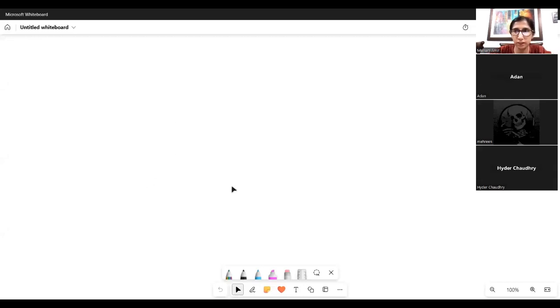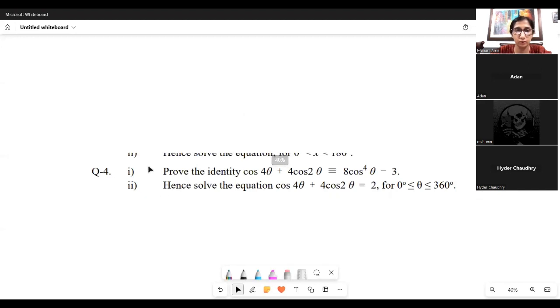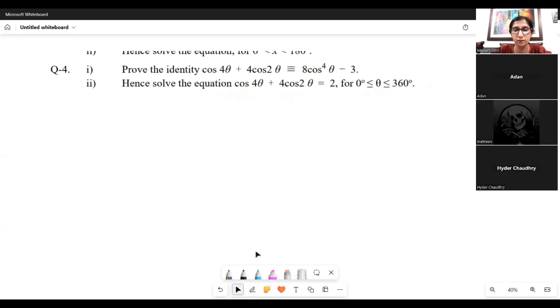Resuming the worksheet, and we'll be starting with question number 4. The ones who tried question number 5 were able to do that homework question, so we're not going over it. Question number 4: prove the identity cos 4 theta plus 4 cos 2 theta equals 8 cos^4 theta minus 3.